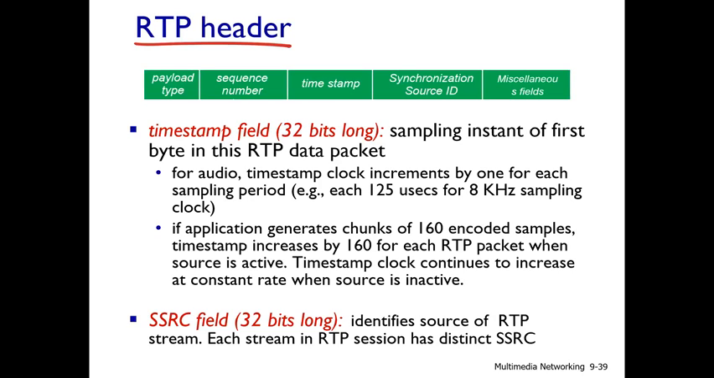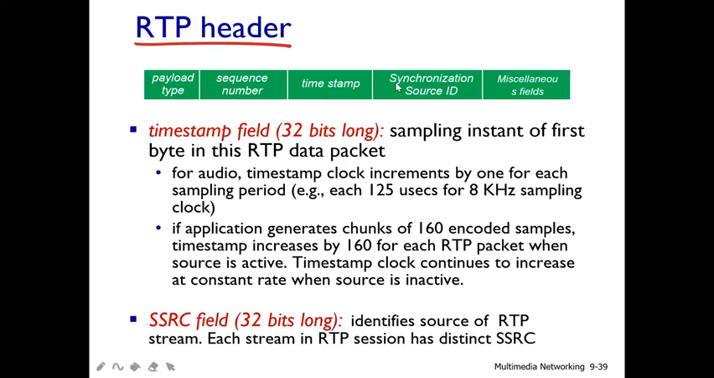If an application generates chunks, it can encode 160 samples, and then the timestamp will increase by 160 for each RTP packet whenever the source is active. So your timestamp increases depending on your chunk value. The timestamp continues at a constant rate if the source is inactive, because it has to finish those 160 encoded samples. That is the job of your timestamp.